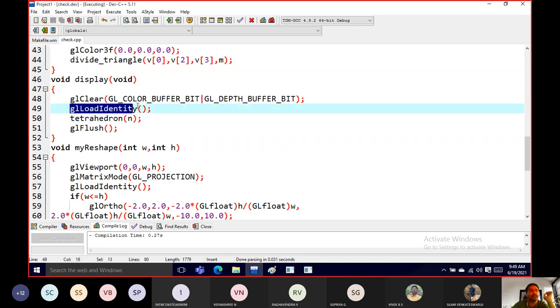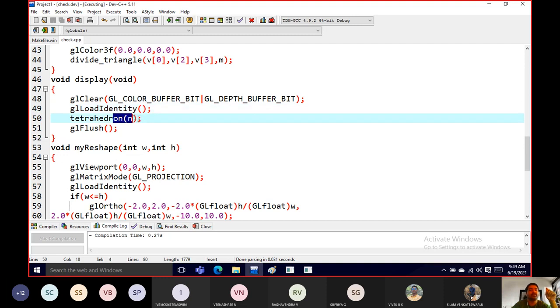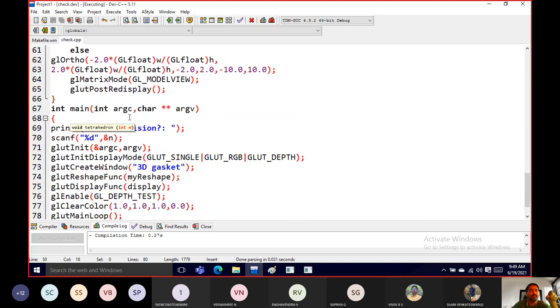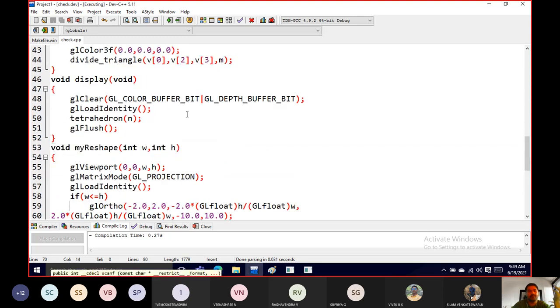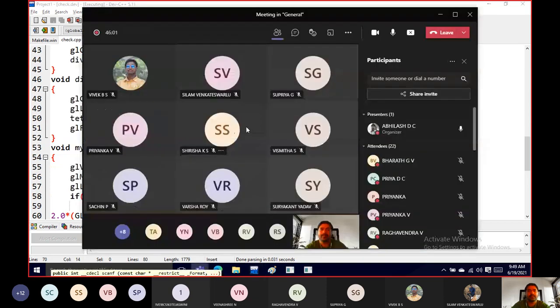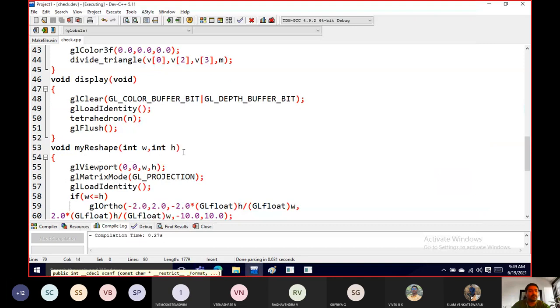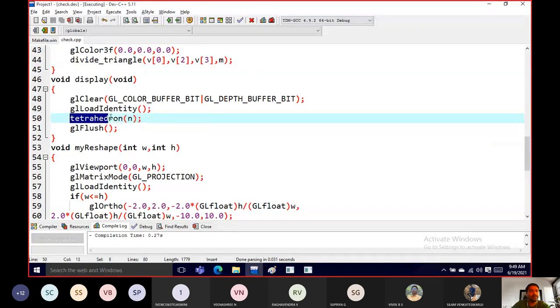After that, load the identity matrix. You need to draw with some projections. You're using some projection, so you go for load identity. Then after that, the things start, right? Once you know where to start from and where to end, you call tetrahedron of n. What is this n? In the main function, n we took as 1, right? So that one value will be carried to the function tetrahedron.